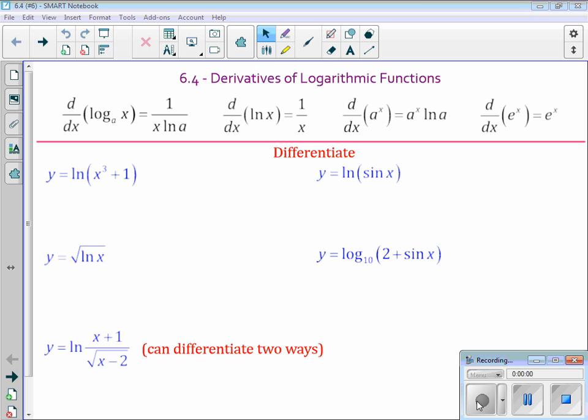Okay, derivatives of log functions. Really the one that is huge here that you have to know is this one because it'll show up all the time.